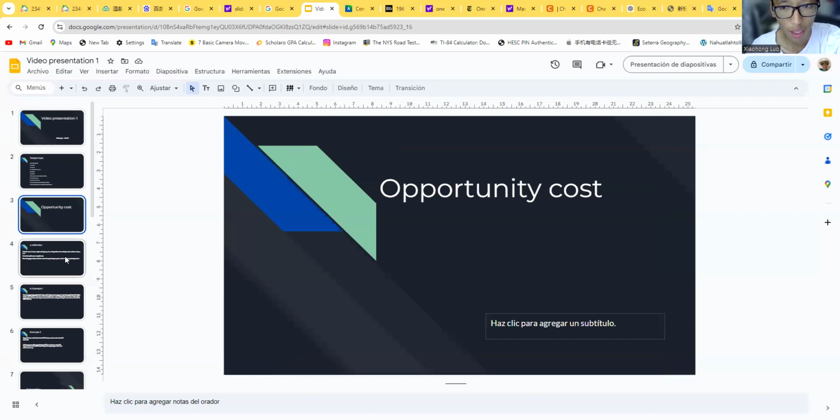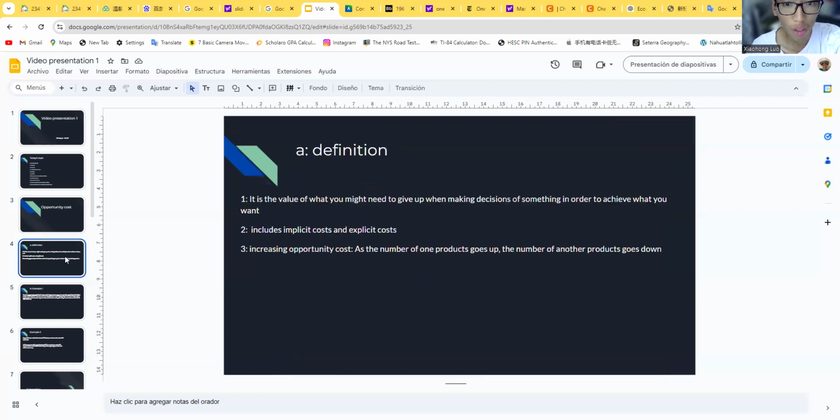Opportunity cost. Opportunity cost is the value of what you might need to give up when making a decision in order to get what you want or achieve what you expect. And opportunity costs also include implicit costs and explicit costs.